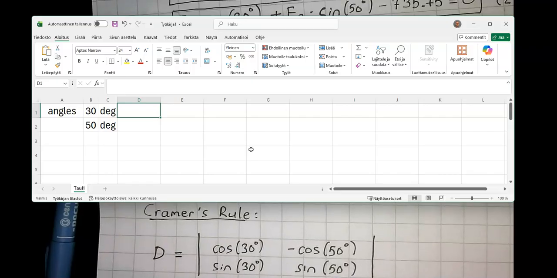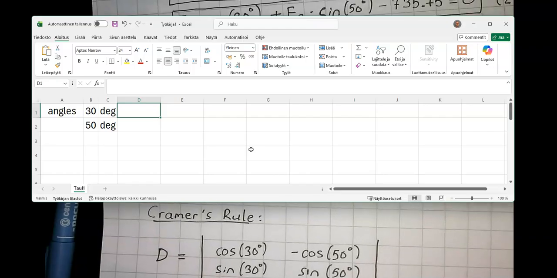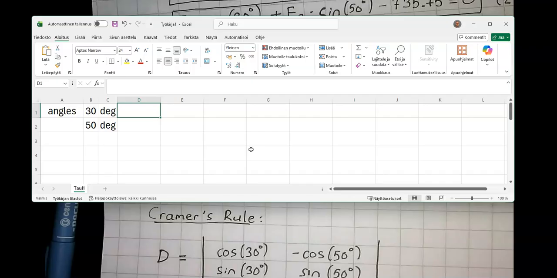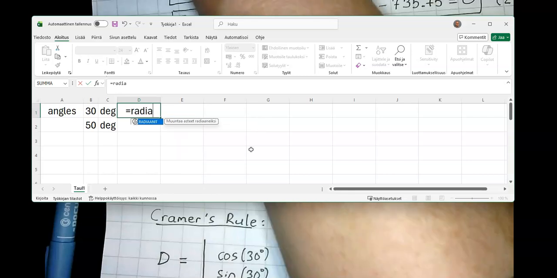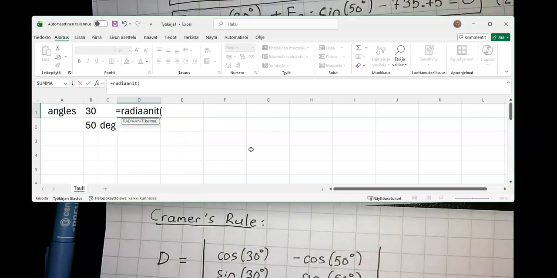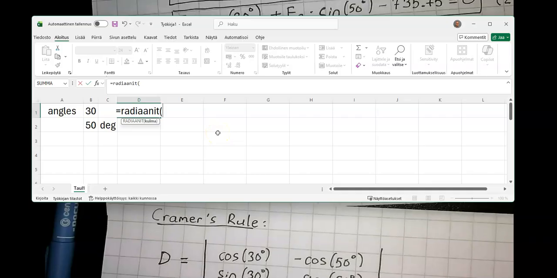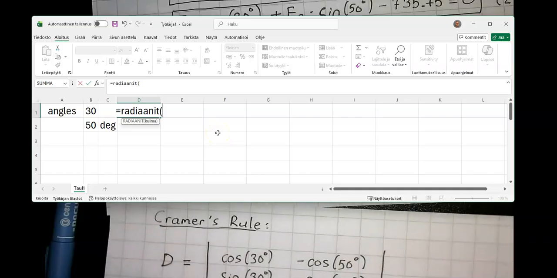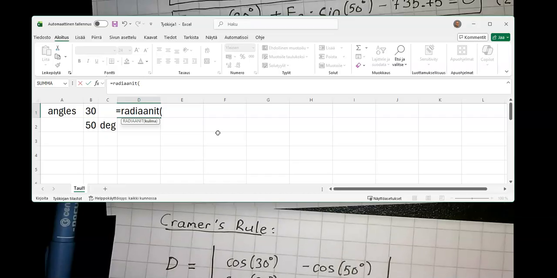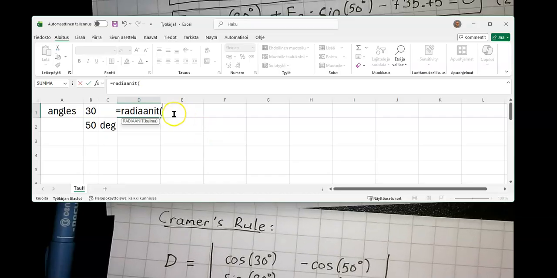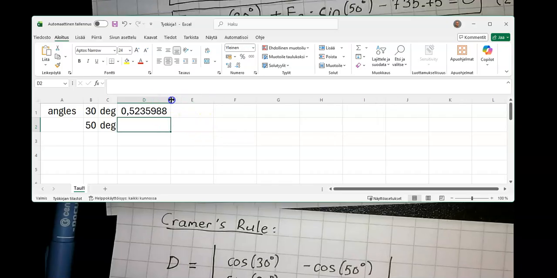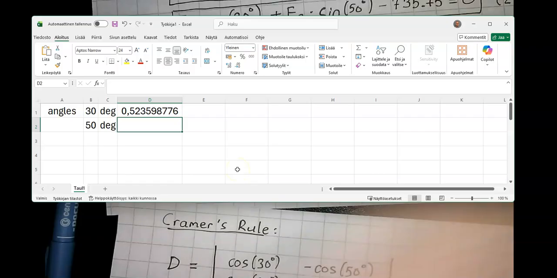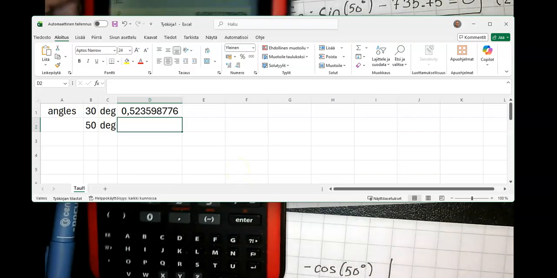In English it is radians in plural form, but I have a Finnish Excel here, so in Finnish it is radianit. This is the same as radians. So if you start writing RAD, Excel will give you the correct command. And I will pick that 30 degree there, this number here, so that will change the value to the radians. I will check that by using my calculator.